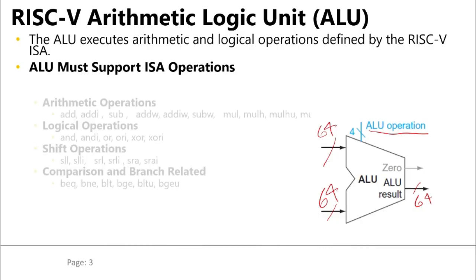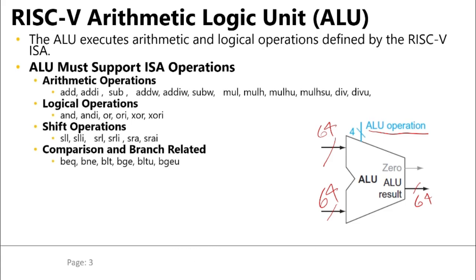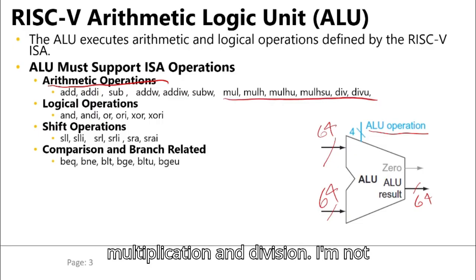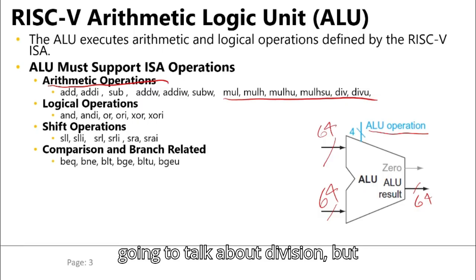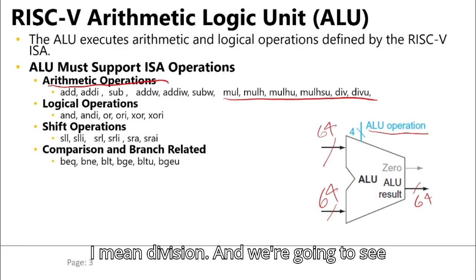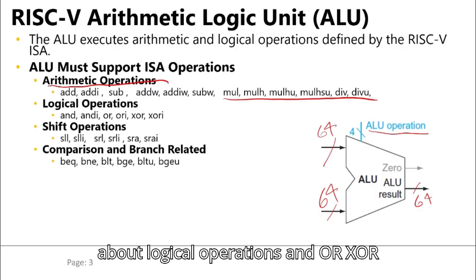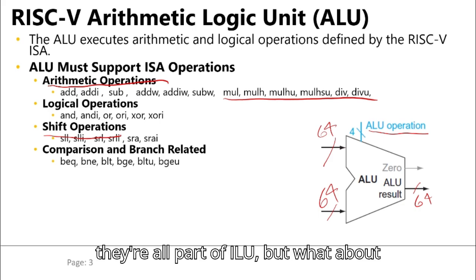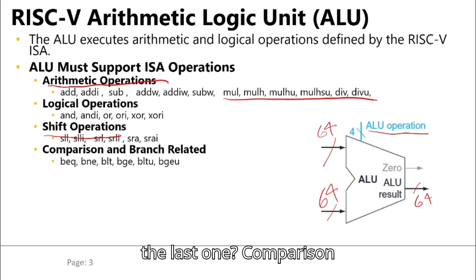But what is the ALU doing? All of the instructions that we learned, arithmetic operations, add, subtract, add immediate. And we're going to see today some other instructions like multiplication and division. I'm not going to talk about division, but multiplication is very similar to division. You can learn that by yourself, I mean division. And we're going to see about logical operations AND, OR, XOR and shift operations. Okay, they're all part of the ALU, but what about the last one? Comparison and branch is also considered some part related to the ALU.